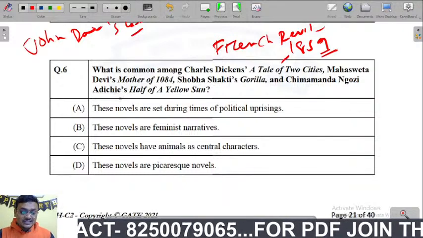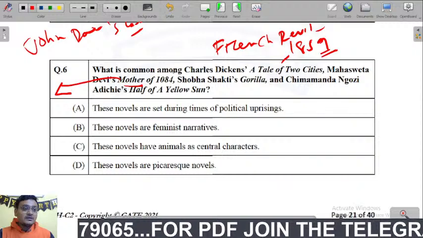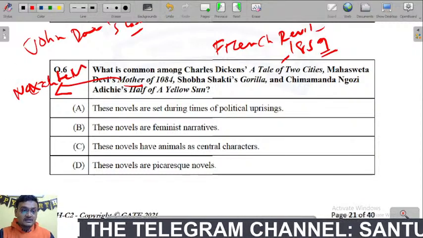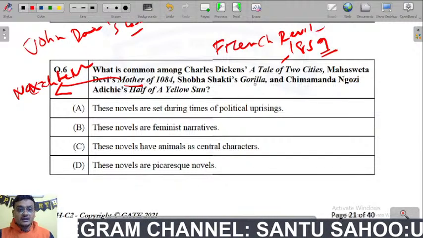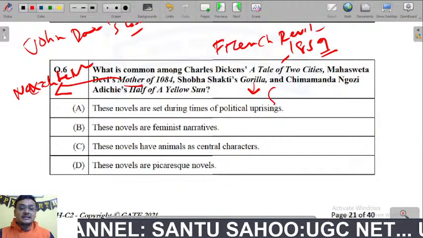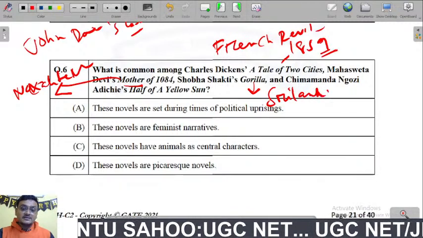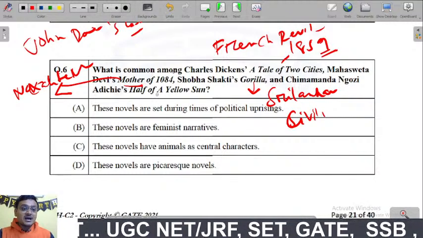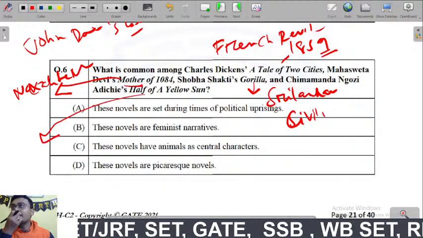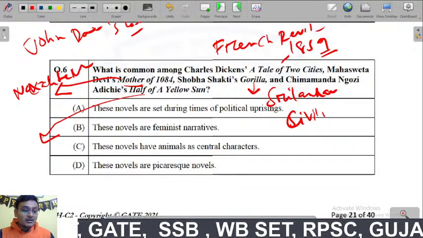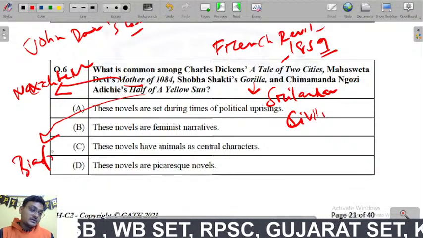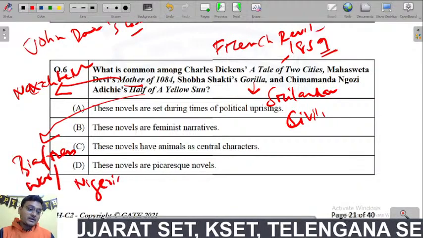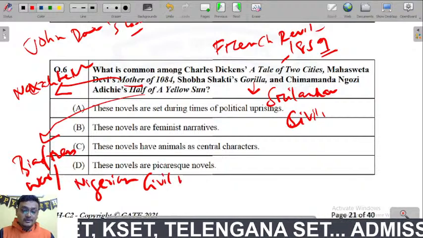Then Mahasweta Devi's Mother of 1084 is set in the Naxalite movement, the Indian Naxalite movement. Whereas Shobha Shakti's Gorilla is set in the Sri Lankan civil war. Whereas Chimamanda Ngozi Adichie's Half of a Yellow Sun is set in the Nigerian civil war, or Biafran war. Got it? Nigerian civil war.